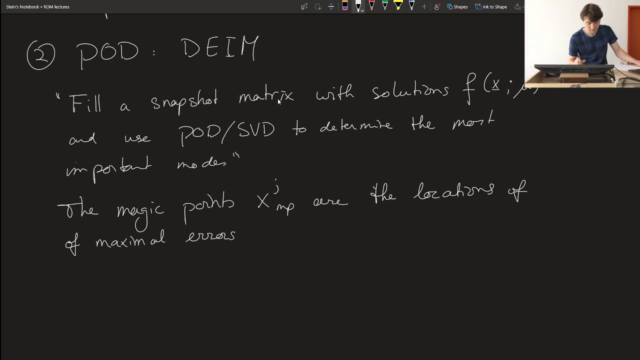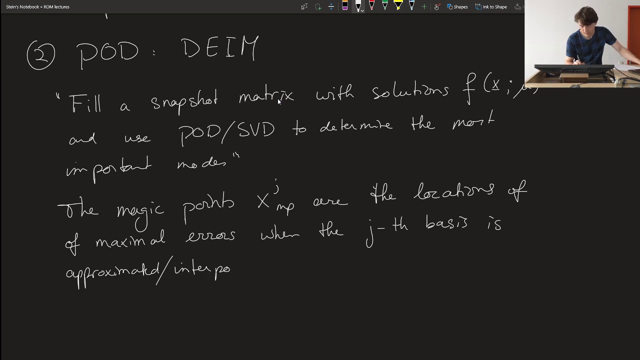when the J-th basis is approximated in an interpolatory sense, so interpolated with the first up to J minus 1 set of bases.